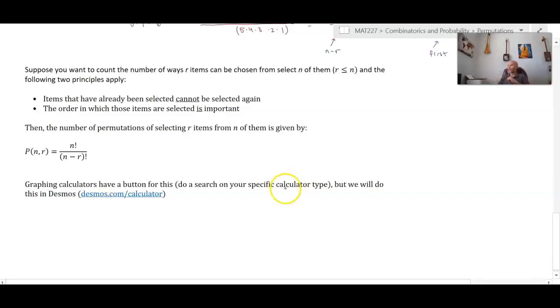But you can do a search for your specific calculator type. We're going to use desmos.com/calculator. So let's show that, for example 1, where we had 3 letters. We wanted to figure out the number of ways that we could select those 3 letters and rearrange them.